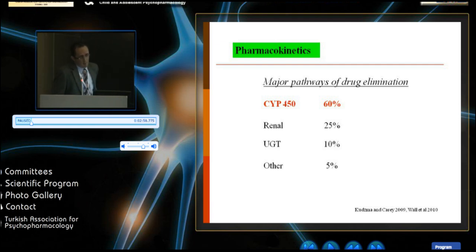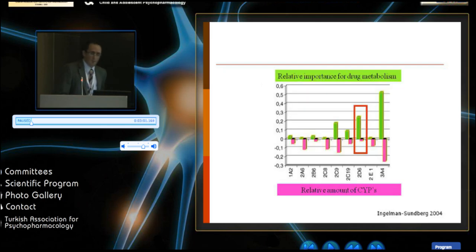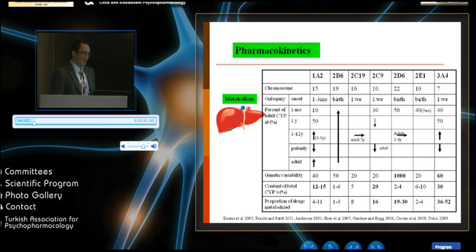In drug clearance, the most important share belongs to the cytochromes. The cytochromes are present in the body in certain amounts, but their role in metabolism might be different. What is important here is cytochrome 2D6. It is seen less in the body, but its role in drug clearance is quite high. The role of the cytochromes in the developmental process is really important. It usually starts right after birth.